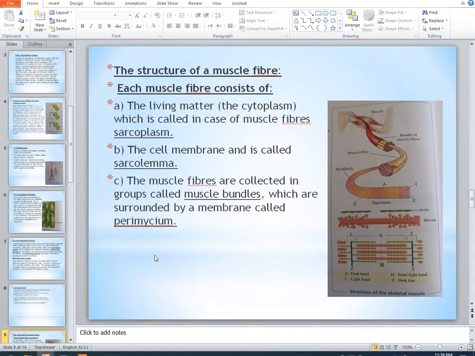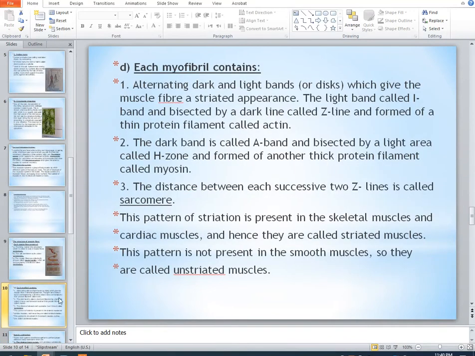What is the structure of muscle fiber? Each muscle fiber consists of living matter, cytoplasm, which in the case of muscle fiber is called sarcoplasm, and the cell membrane, which is called sarcolemma. The muscle fibers are collected in groups called muscle bundles, which are surrounded by a membrane called perimysium. Each myofibril contains alternating dark and light bands or discs, which give the muscle fiber a striated appearance.